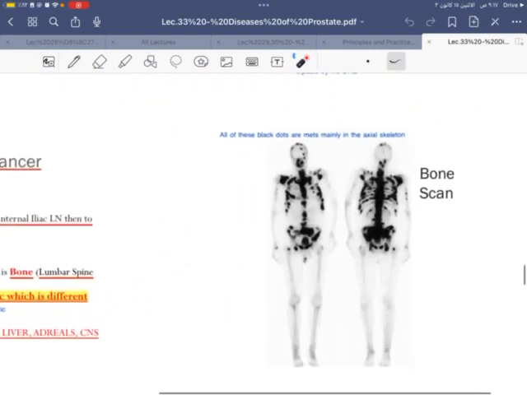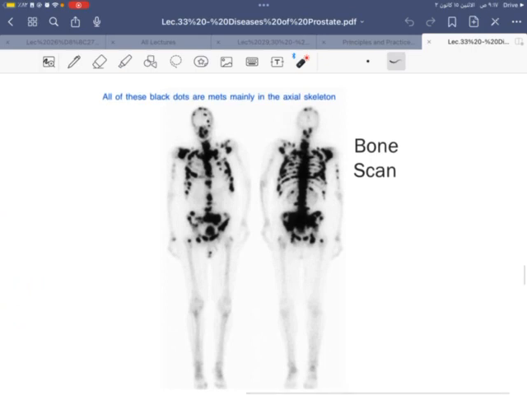This bone scan shows a super scan, with all of these black dots representing metastasis. You see? All of them are bone mets. It's a super scan.